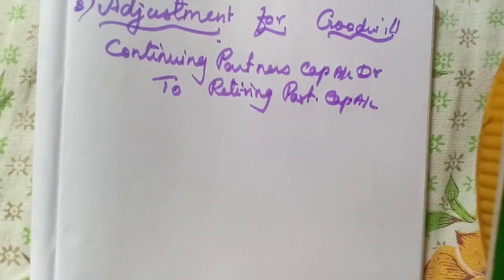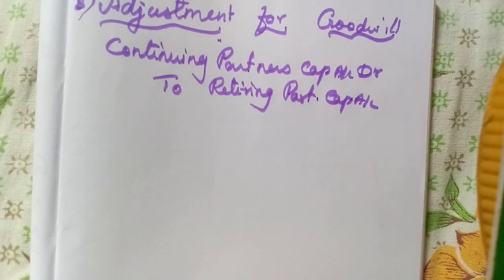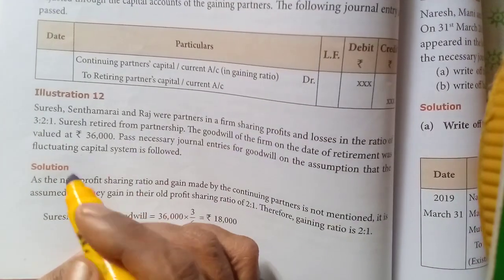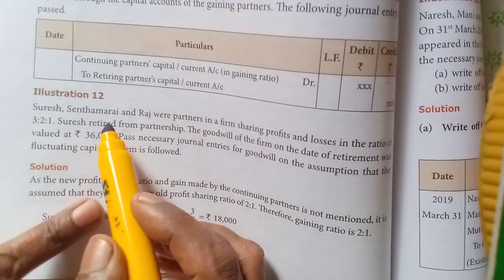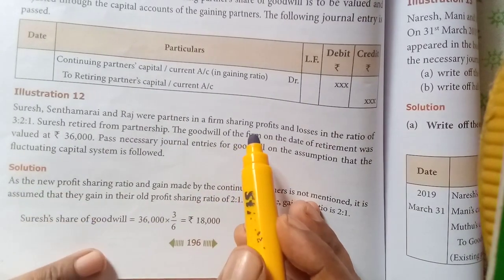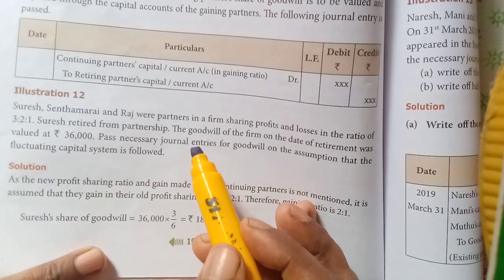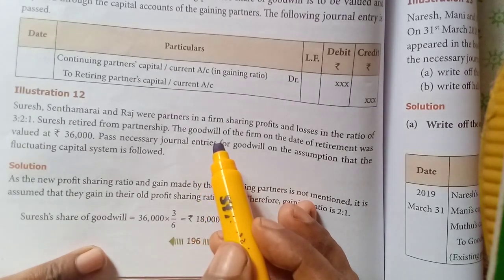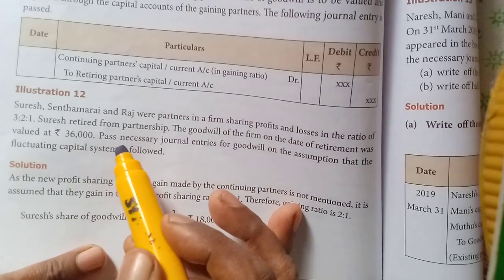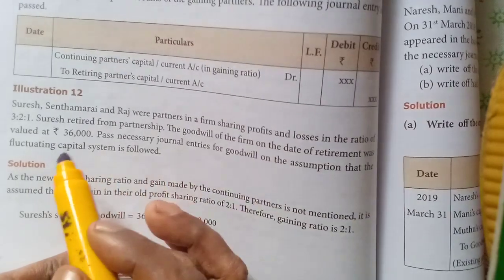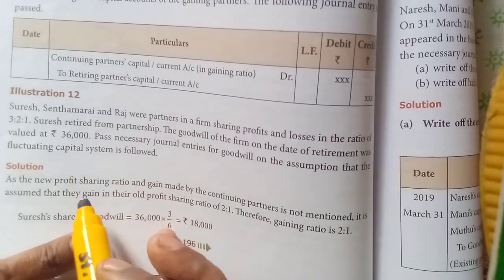So we will see one illustration. The next, illustration number 12. Suresh, Santamarai and Raj were partners in a firm, sharing profits and losses in the ratio of 3:2:1. Suresh retired from partnership. The goodwill of the firm on the date of retirement was valued at 36,000. Pass necessary journal entries for goodwill on the assumption that the fluctuating capital system is followed.